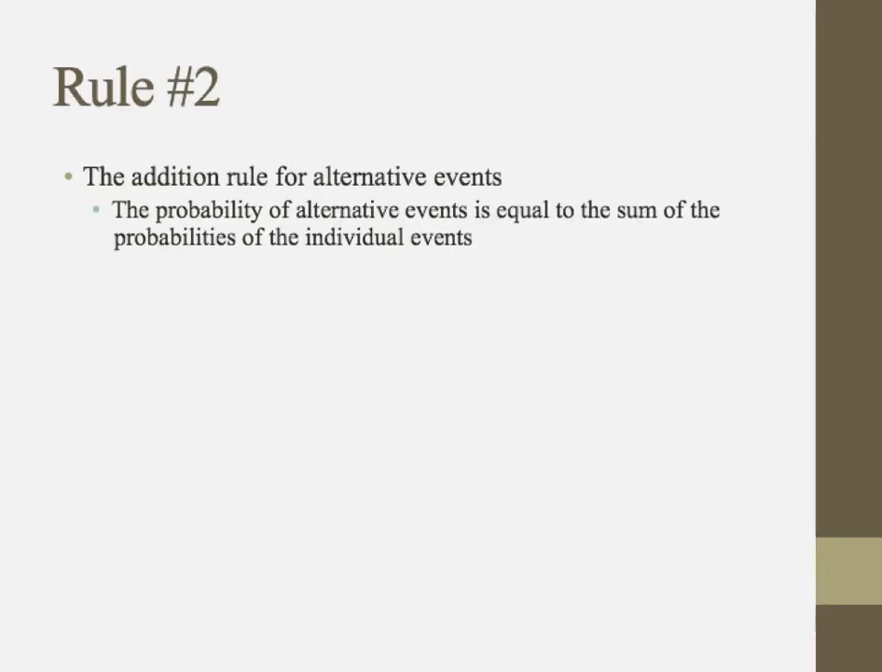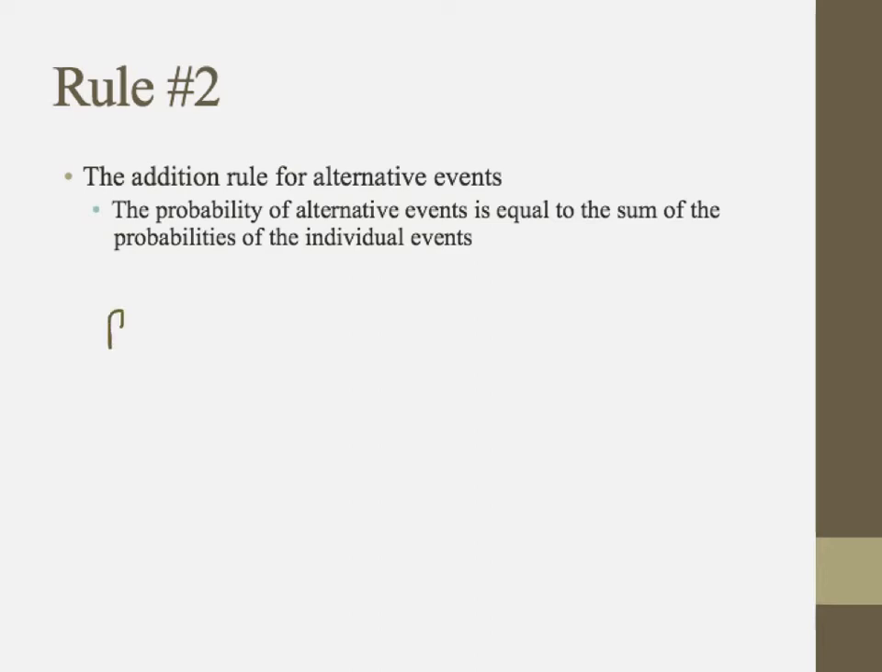All right, so the second rule here is the rule of addition. So the addition rule for alternative events basically states that the probability of alternative events is equal to the sum of the probabilities of the individual events. Let's give an example. That's probably the easiest way to do this. So let's think about a traditional deck of cards. A traditional deck of cards has 52 cards in it. And let's say that we're interested in either drawing a king or an ace.